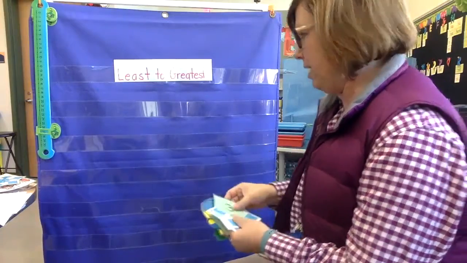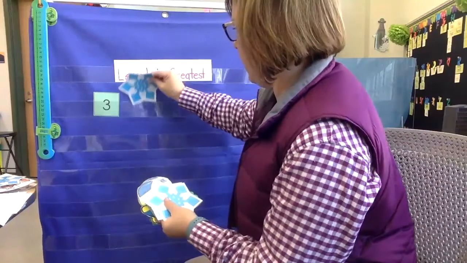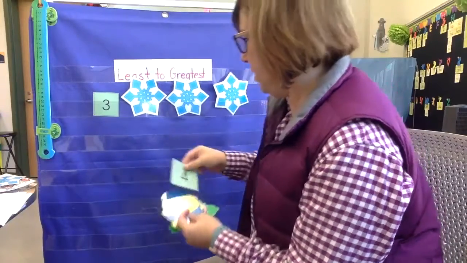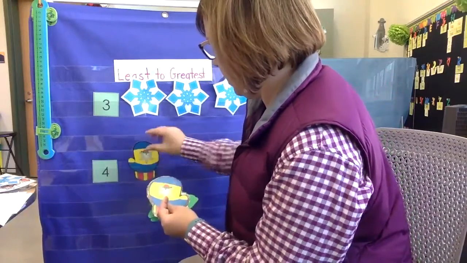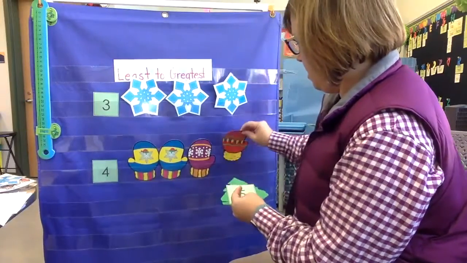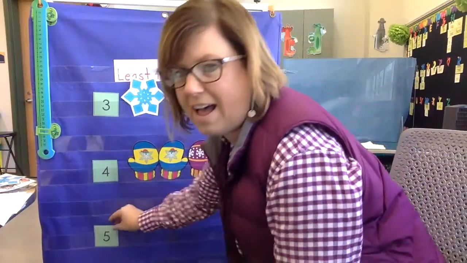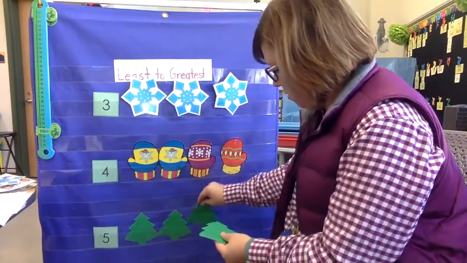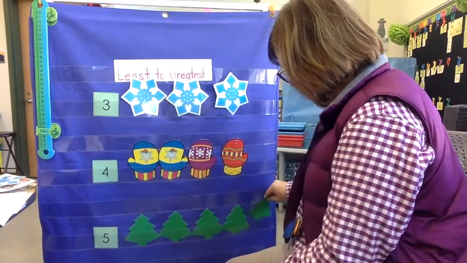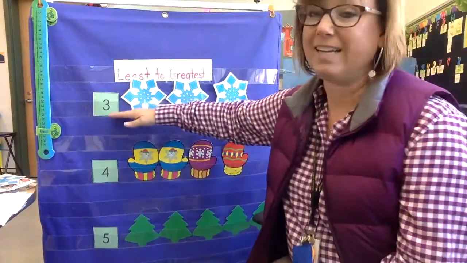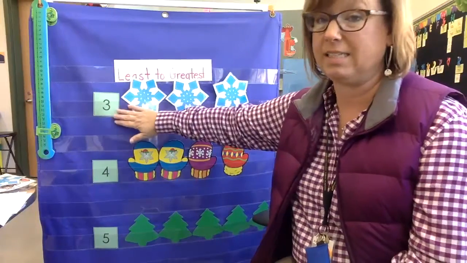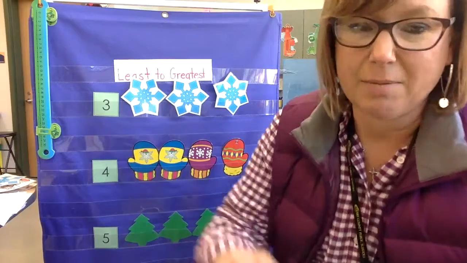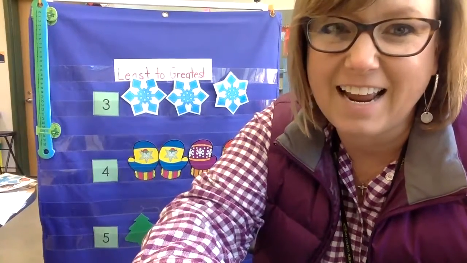So we're going to start with a 3, and we're going to put up 3 snowflakes. Then you guys told me it was 4 mittens was next. And then you guys said that there were 5 Christmas trees, 5 trees. 1, 2, 3, 4, 5. So we've gone in order from the least, comes first, the least to the greatest, and your greatest number would come last. Okay?